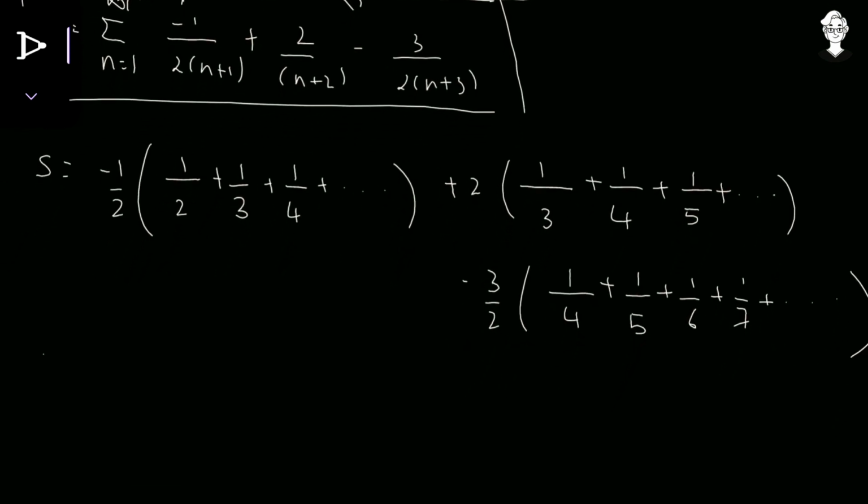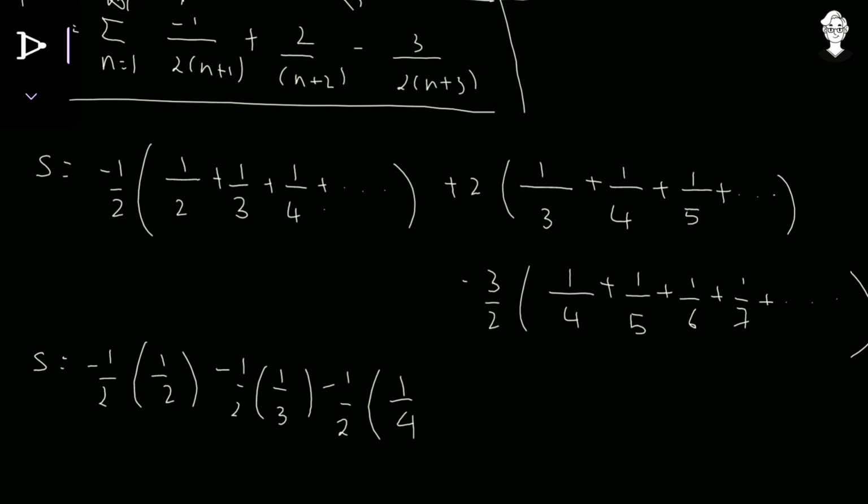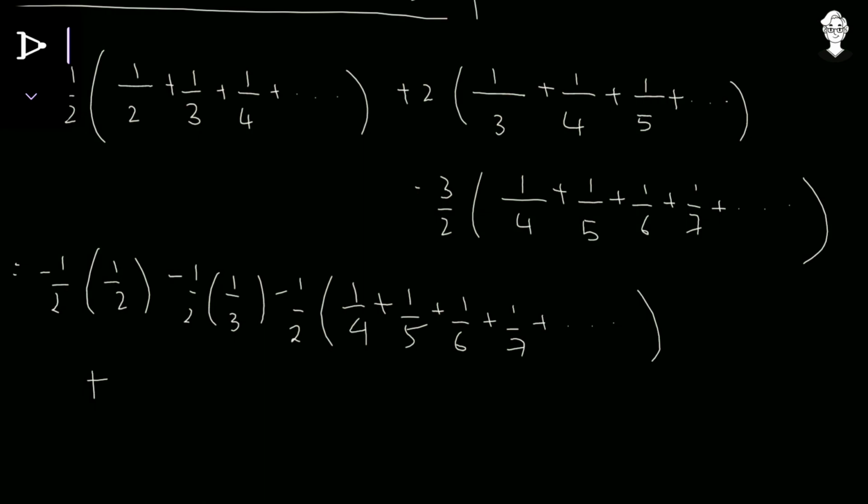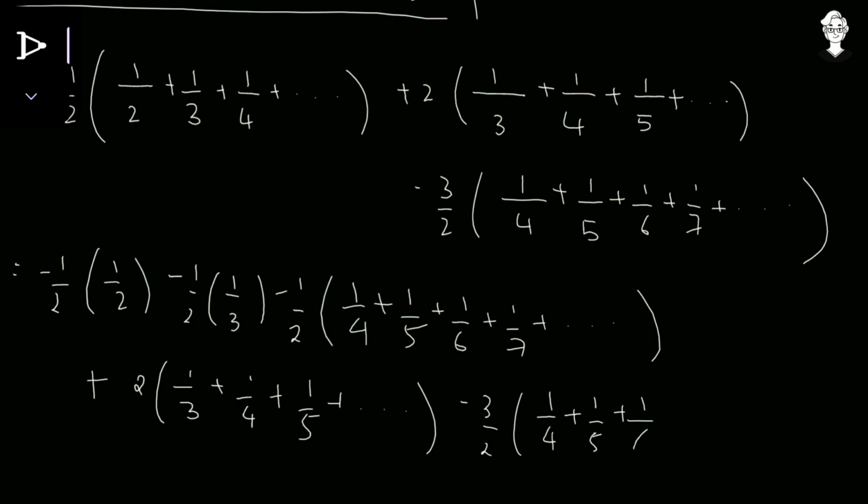So now let us open up the brackets. So s is equals to -1 upon 2 multiplied with 1 upon 2, -1 upon 2 multiplied with 1 upon 3, -1 upon 2 multiplied with 1 upon 4. Now what I will do is keep the rest of the thing as it is, that is plus 1 upon 5 plus 1 upon 6 plus 1 upon 7 and this thing up till infinity. I could open up the bracket, but I will just keep it that way, you will come to know in a moment. Plus 2 times that thing as it is, that is 2 times 1 upon 3 plus 1 upon 4 plus 1 upon 5 plus up till infinity. And over here we have -3 upon 2 multiplied with 1 upon 4 plus 1 upon 5 plus 1 upon 6 plus 1 upon 7 and this thing up till infinity.